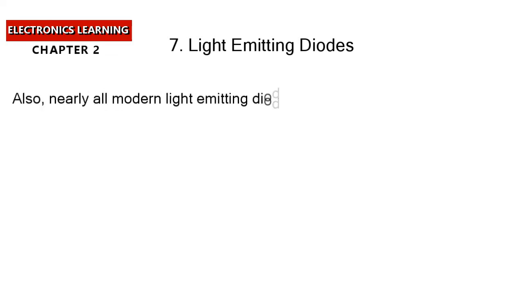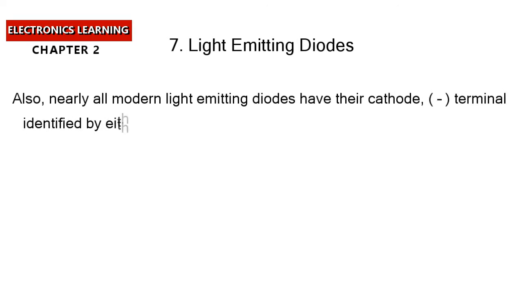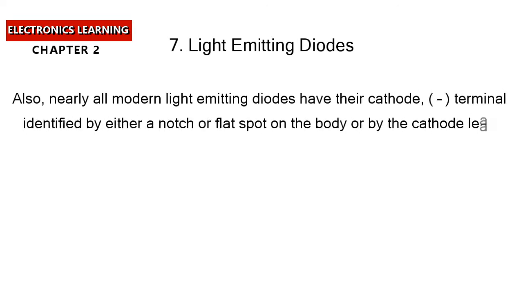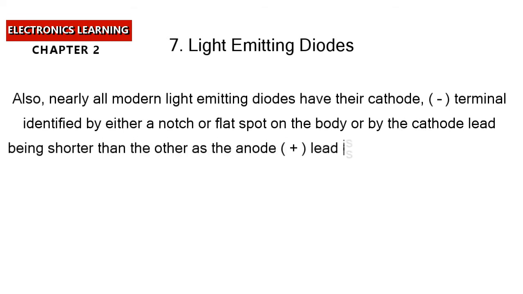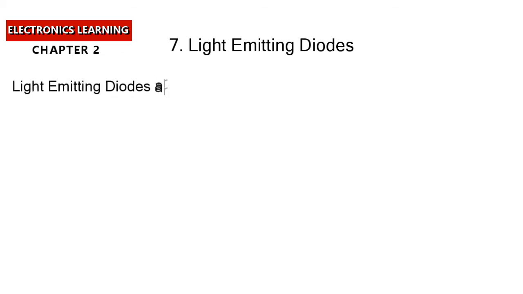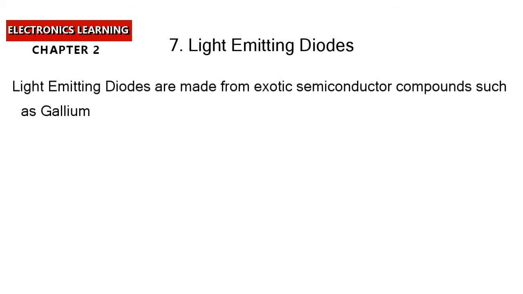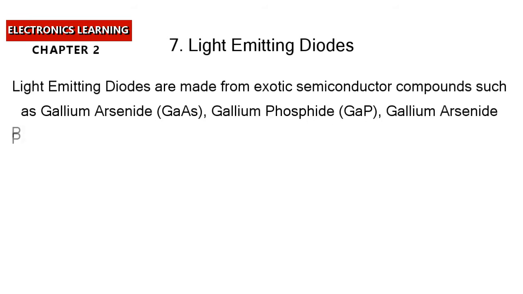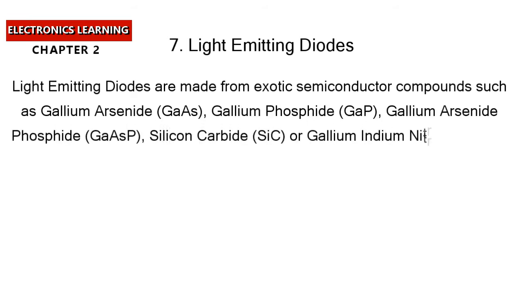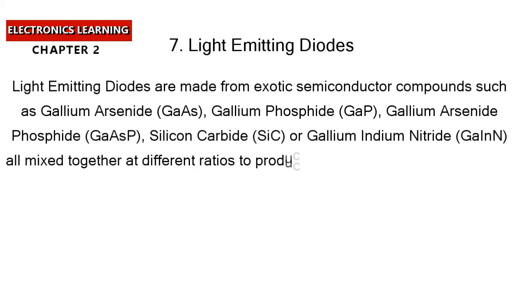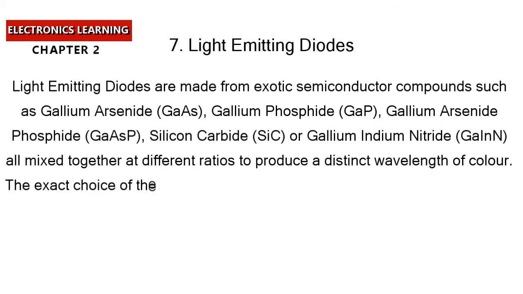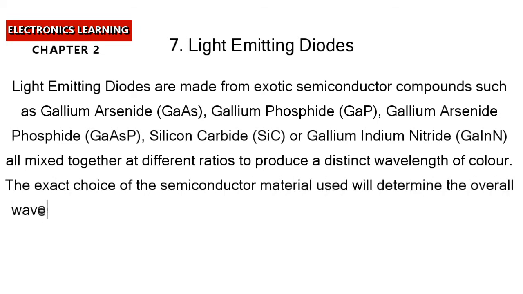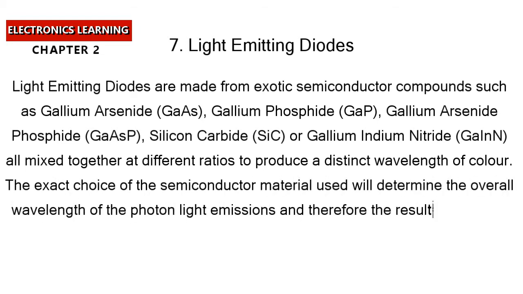This is why the emitted light appears to be brightest at the top of the LED. Also, nearly all modern light-emitting diodes have their cathode negative terminal identified by either a notch or flat spot on the body, or by the cathode lead being shorter than the other, as the anode positive lead is longer than the cathode. Light-emitting diodes are made from exotic semiconductor compounds such as gallium arsenide, gallium phosphide, gallium arsenide phosphide, silicon carbide, or gallium indium nitride, all mixed together at different ratios to produce a distinct wavelength of color. The exact choice of the semiconductor material used will determine the overall wavelength of the photon light emissions and therefore the resulting color of the light emitted.